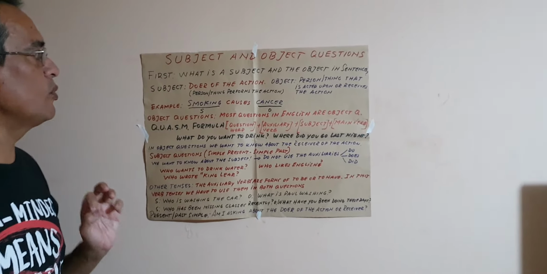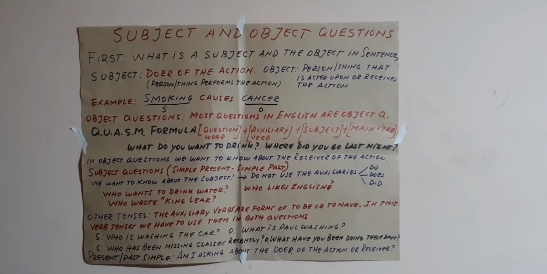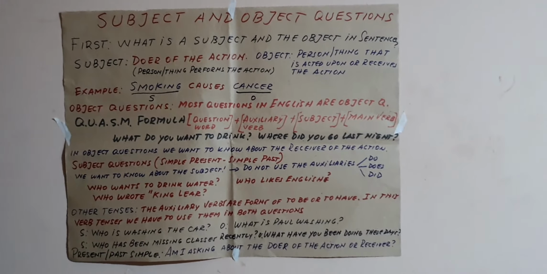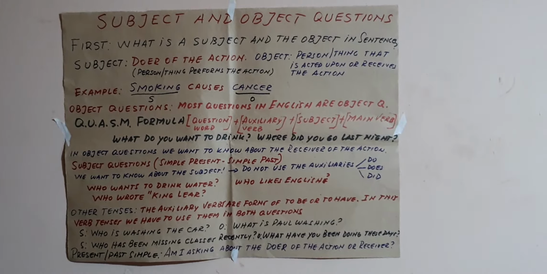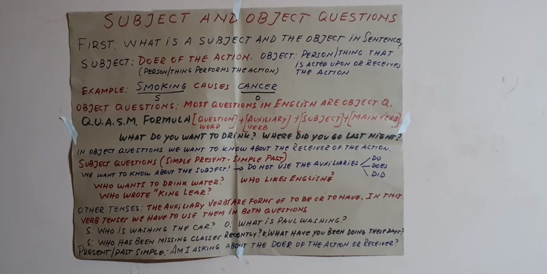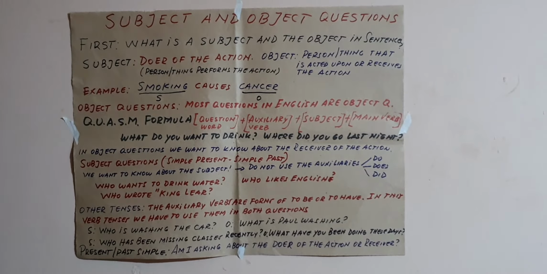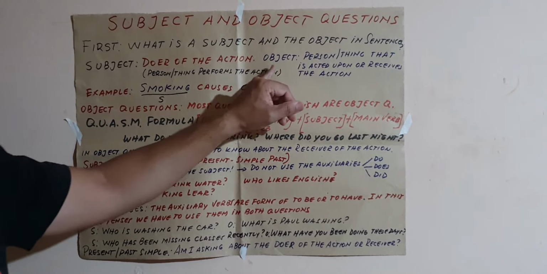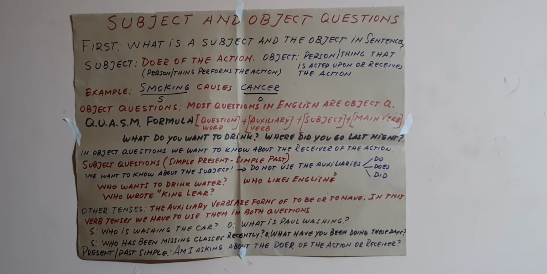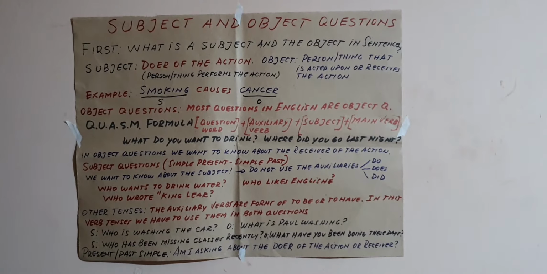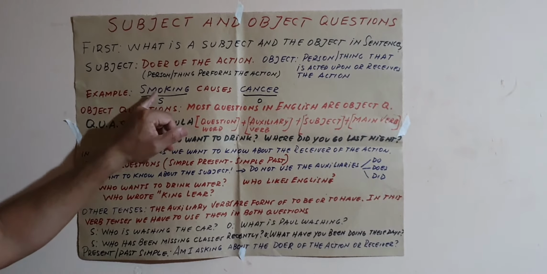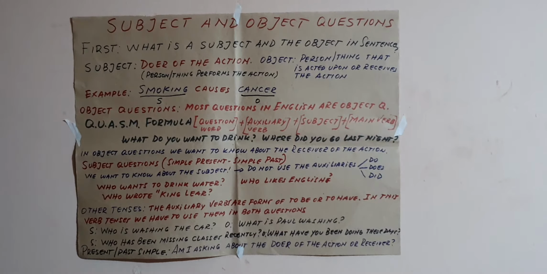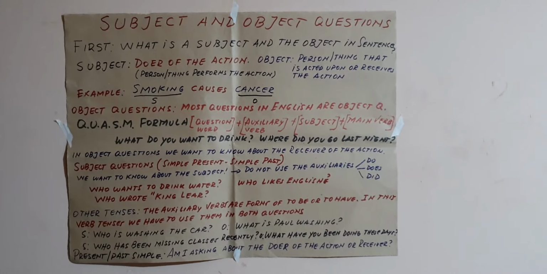First, you have to know or to recognize what is a subject and the object in a sentence. And then we are going to deal with the subject and object questions. The subject is the doer of the action. That is to say, the person or thing that performs the action. And the object is the person or thing that is acted upon or receives the action. For example, in this one, smoking causes cancer. So smoking is the subject and cancer is the object. This is in the present tense.